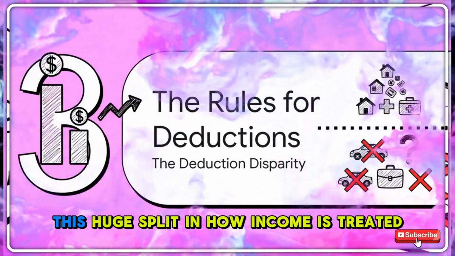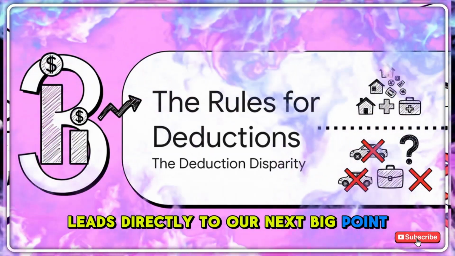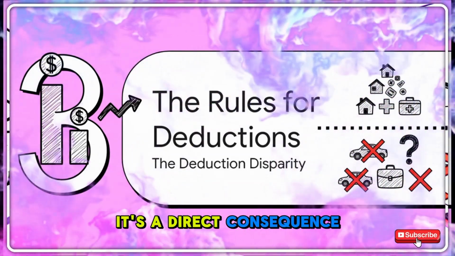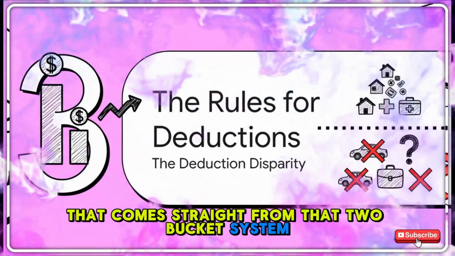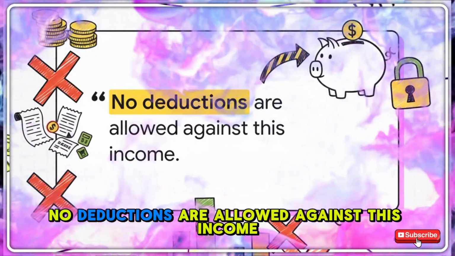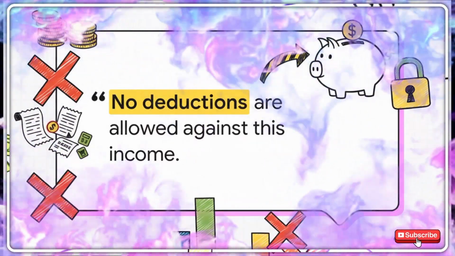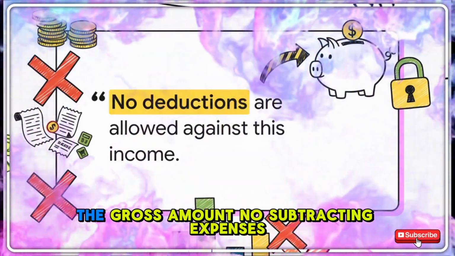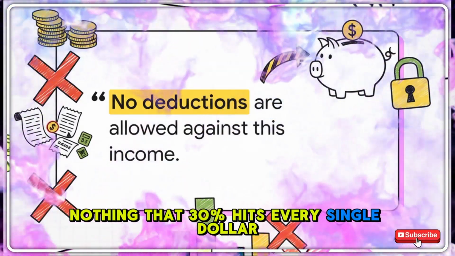Okay, so this huge split in how income is treated leads directly to our next big point, the deduction disparity. This isn't some random rule. It's a direct consequence, a cause and effect relationship that comes straight from that 2-bucket system. And look at this. This is straight from the horse's mouth. The IRS instructions: no deductions are allowed against this income. This one rule catches so many people by surprise. That whole bucket of passive income, your NEC, it's taxed on the total amount you received, the gross amount. No subtracting expenses. Nothing. That 30% hits every single dollar.